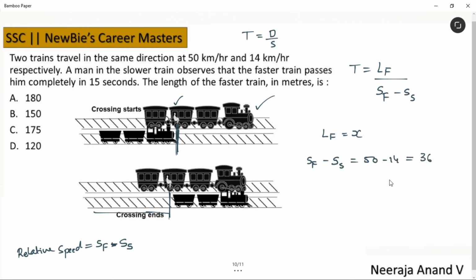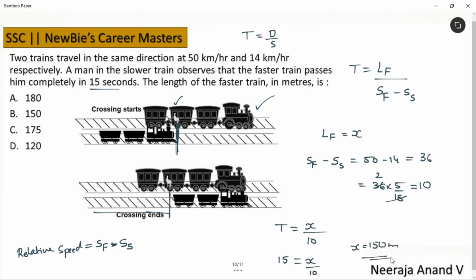It's in kilometer per hour. We have to convert that to meter per second. Into 5 by 18. Ones are, twos are. We get it as 10. Okay. See here, time taken to cross is already given. Okay. Let's put the formula now. Time taken to cross is equal to x divided by 10. We know this value. Let's put it. 15 is equal to x divided by 10. So we get the value as 150 meters.